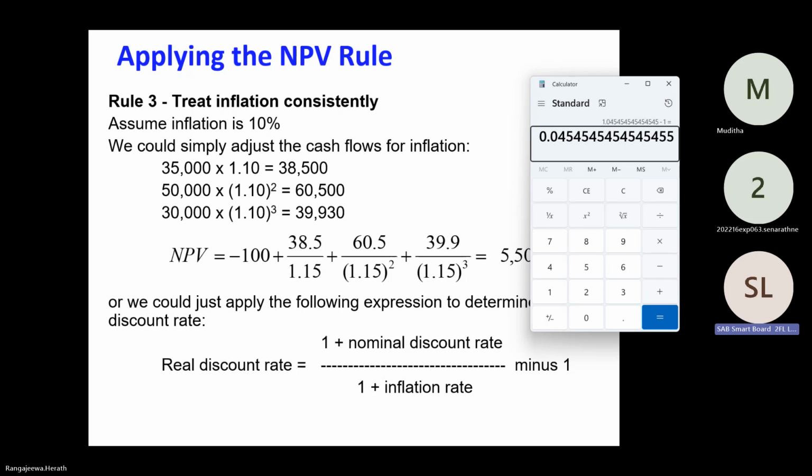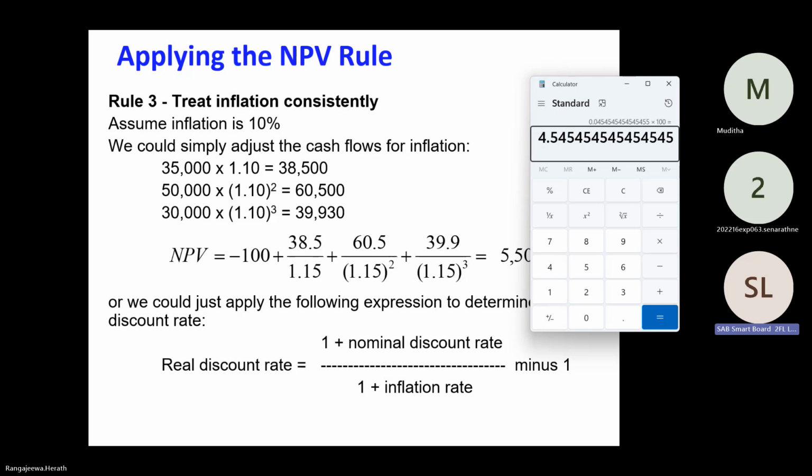4.54 real discount rate, at decimal level 0.454.